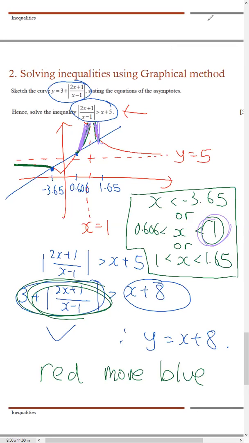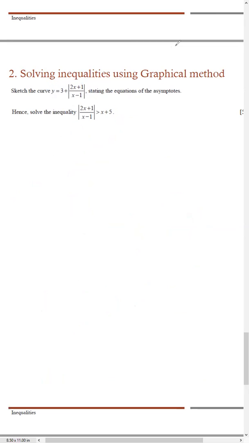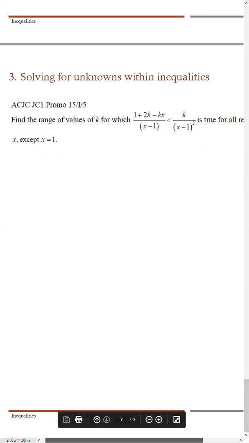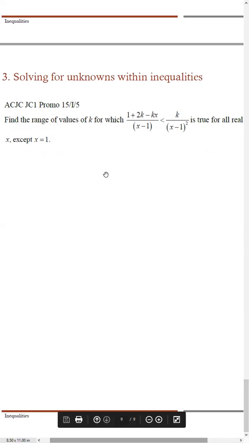All right, so now to the last question for the day. For the last question, I'm going to demonstrate a particular type of question. Meaning what we want to do here is solve for unknowns within the inequality. We don't want to solve the inequality itself, but instead we want to solve for the unknown inside it.